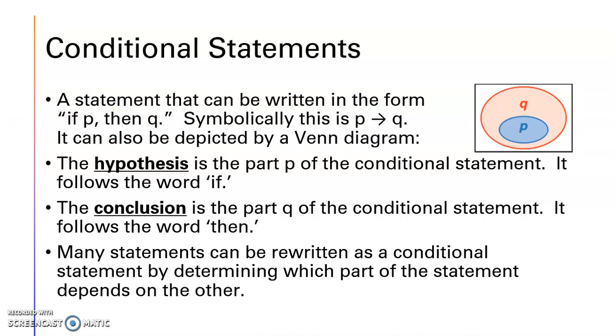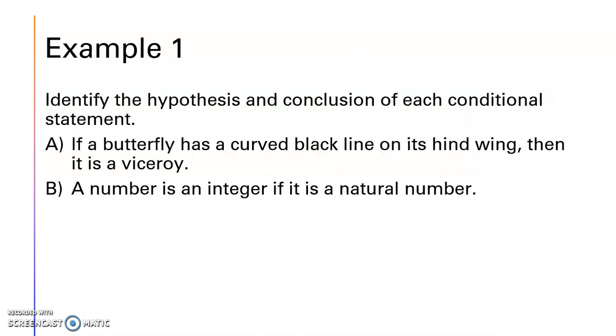Now, many statements can be rewritten as conditionals, and all we need to do is figure out which part of the statement depends on the other. So let's look at an example to see how that would work. In our first example, we're just going to figure out what is the hypothesis and what is the conclusion of each conditional statement. In part A, it says, if a butterfly has a curved black line on its hind wing, then it is a viceroy. In part B, it says, a number is an integer if it is a natural number. See if you can figure out the hypothesis and the conclusion for both of these statements, and then press play to see if you're right.